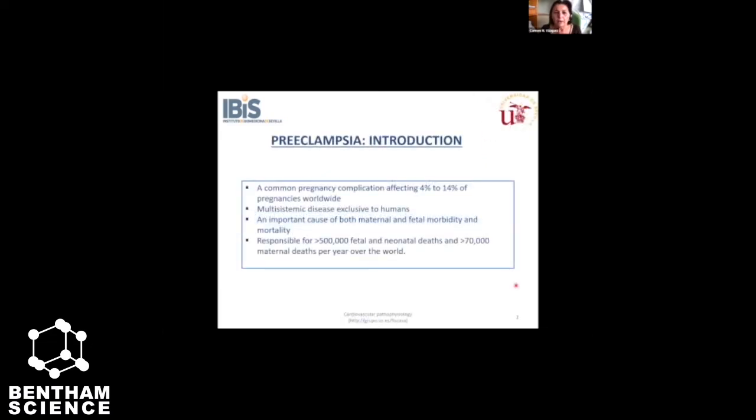Well, preeclampsia is a common pregnancy complication affecting 4% to 14% of pregnancies worldwide. It is a multisystem disease exclusive to humans. Also, it is an important cause of both maternal and fetal morbidity and mortality, and it is responsible for more than 500,000 fetal and neonatal deaths and more than 70,000 maternal deaths per year over the world.